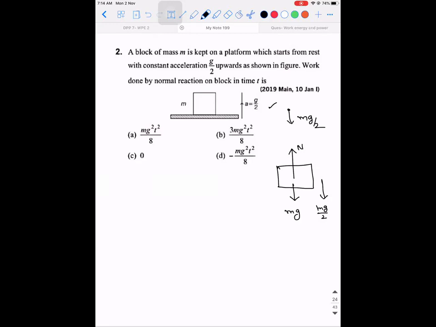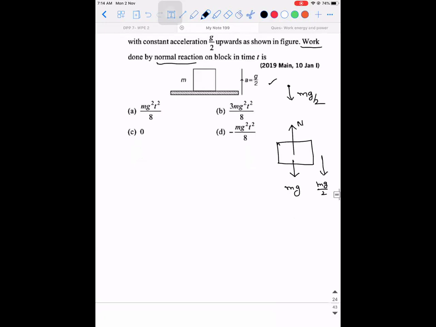In this context, they have clearly mentioned work done by normal reaction. Since you have converted it to a non-inertial frame of reference, now what will be the value of N in the vertical direction? M into g plus g by 2. How much is it? That's 3 mg by 2. That's right. If you observe this expression, m is a constant, g is a constant. So in this question, normal reaction is also a constant force.